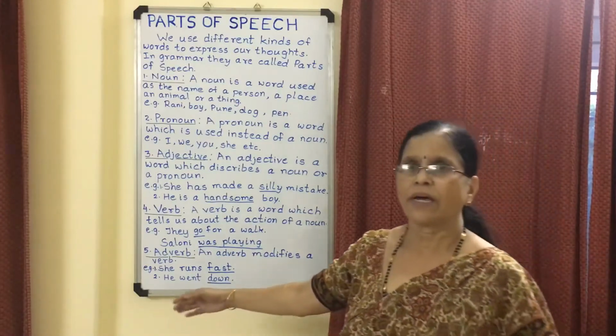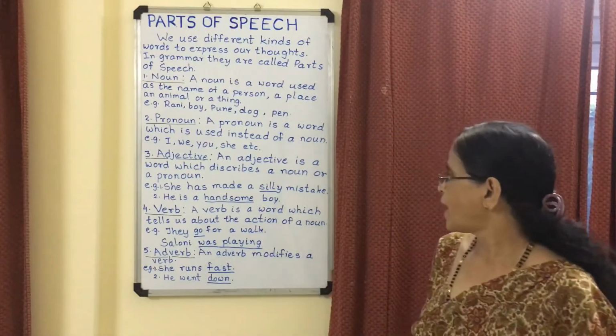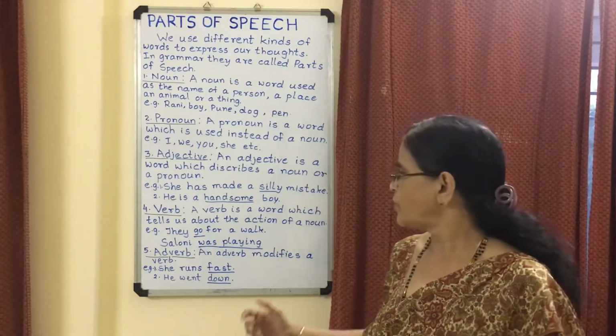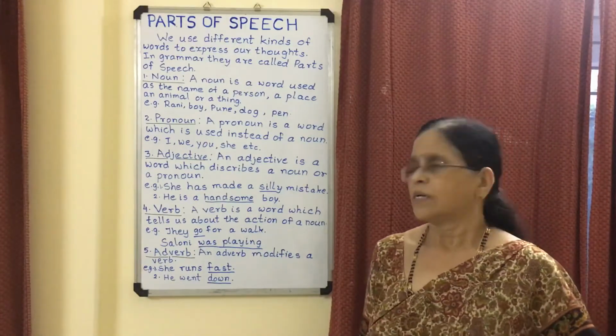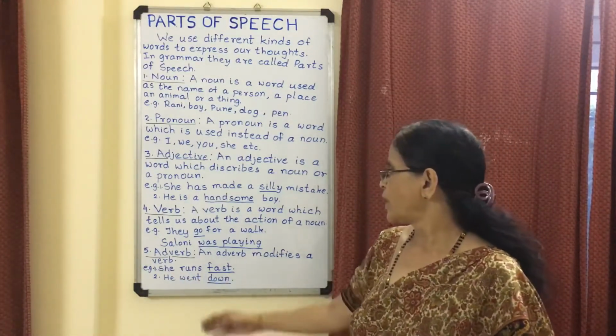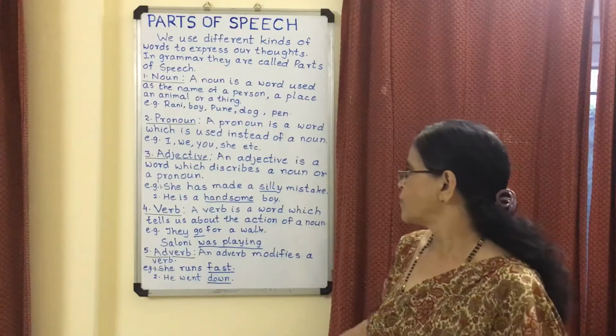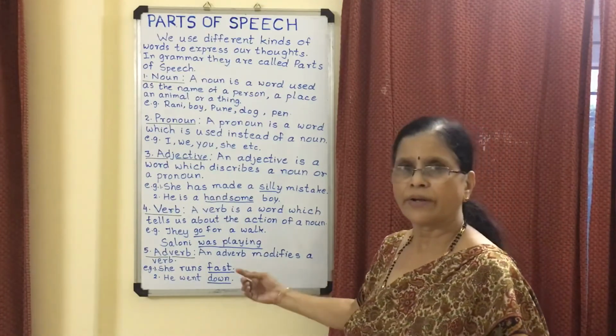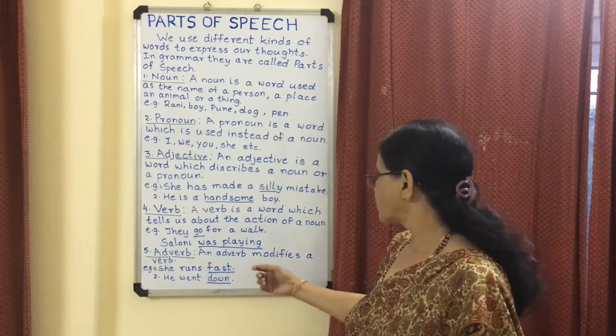Next, adverb. An adverb modifies a verb. Okay, it qualifies a verb. So now examples: she runs fast. He went down. So what I told you, it modifies or describes a verb.